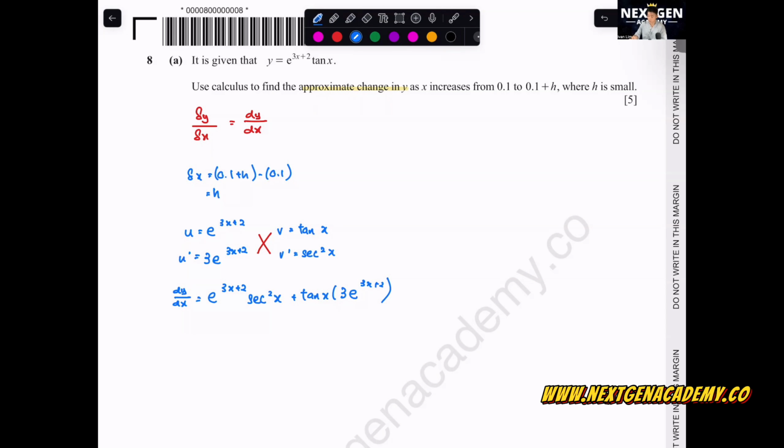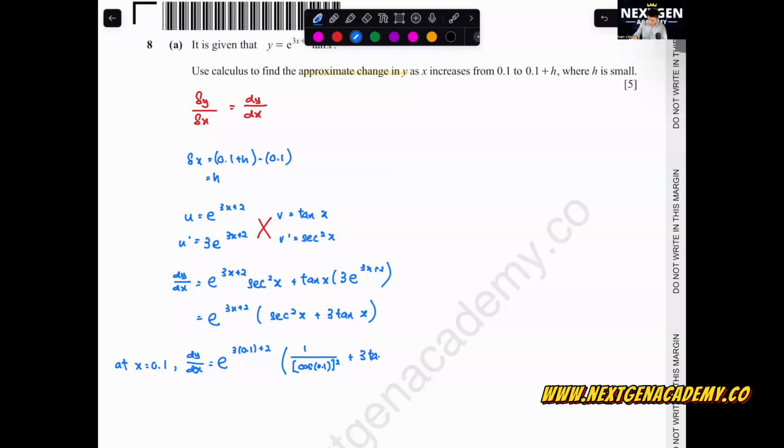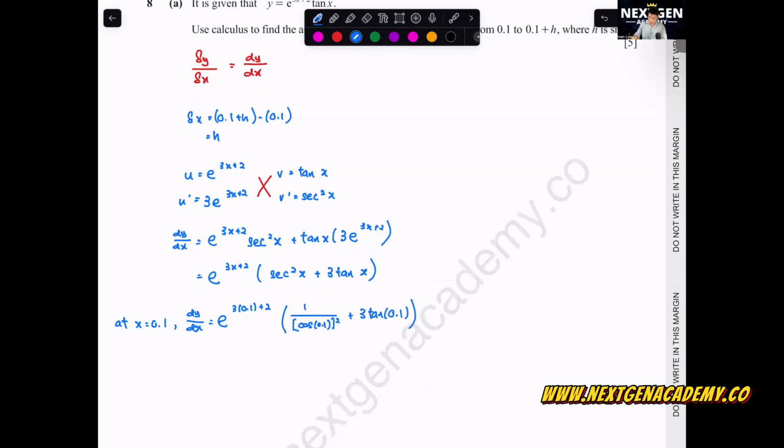And now we are going to substitute in x equals to 0.1. Okay, maybe we factorize this, I think easier: e to the power of 3x plus 2 times (secant square x plus 3 tangent x). Okay, so now at x equals to 0.1, be very careful when you sub it in. dy over dx equals e to the power of 3 times 0.1 plus 2. Okay, how to write secant square? It will be (1 over cos 0.1) the whole thing squared, plus 3 tangent 0.1. You sub in, you type into the calculator, and this part also convert it to radian mode. Okay, this one is radian mode.